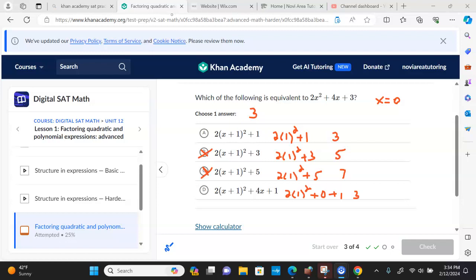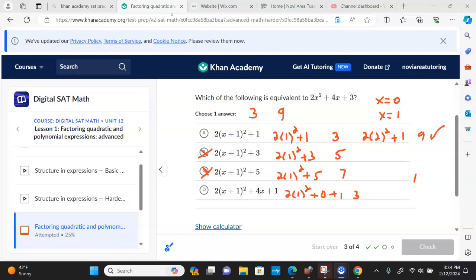So the next thing I would do is plug in another easy number to work with. Again, let's try x equals 1. If I plug x equals 1 into this equation, I'm going to get 9 as my answer, so 2 plus 4 plus 3 is 9. Now I only have A and D left to check. So we plug in 1. Now we would get 2 times 2 squared plus 1, which would be 4 times 2 is 8 plus 1 is 9. So it looks like A is going to be the correct answer.